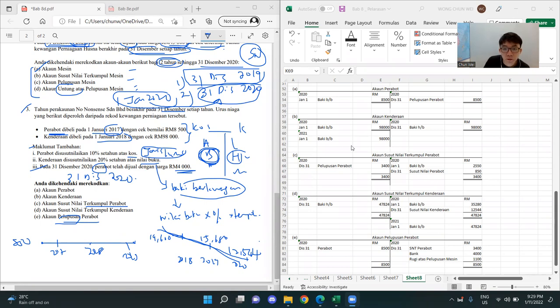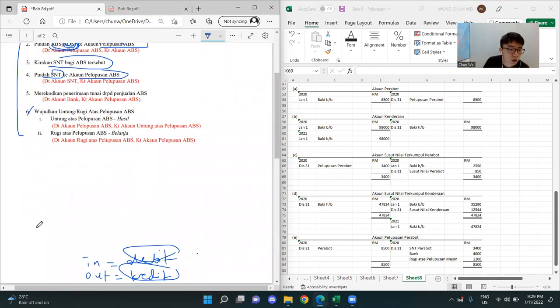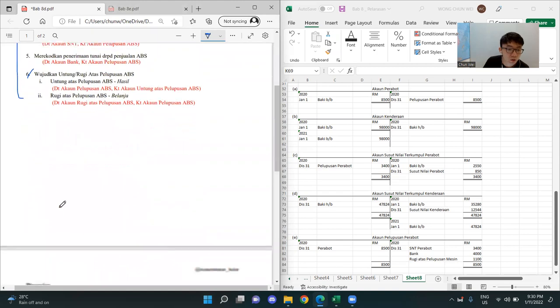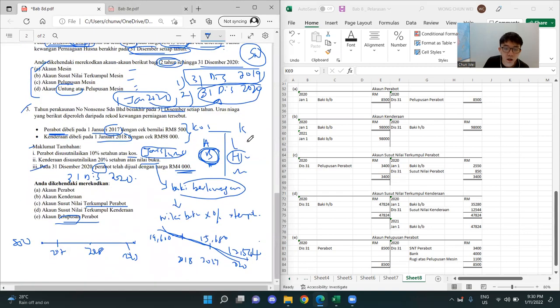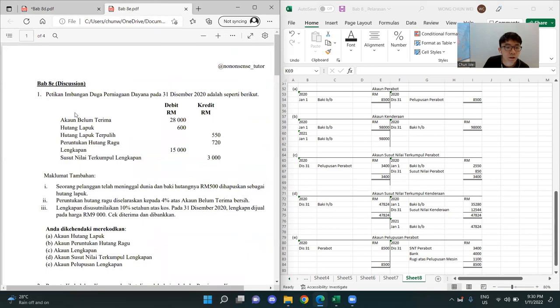Done. Okay, done. Right. Okay, so that's all for this bab 8D, pelupusan aset bukan semasa. Alright, so whenever we forget about a step, just come back to this langkah pelupusan. 1, 2, 3, 4, 5, 6. Then, you know, they will guide you to do this account lah, right? So now next, let's enter to 8E.